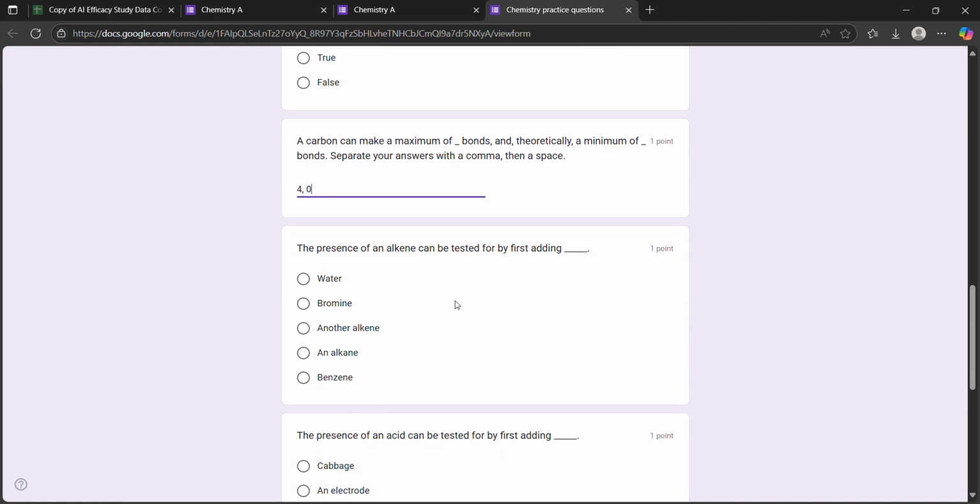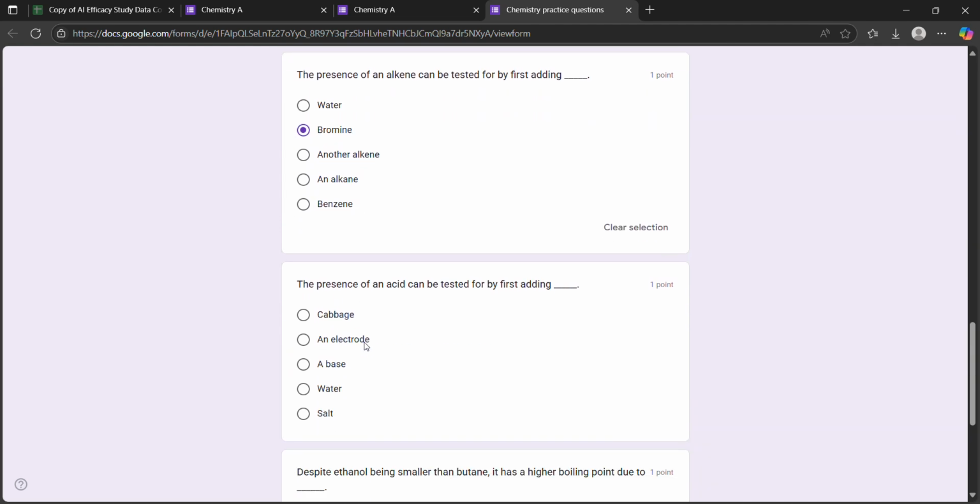The presence of an alkene can be tested for by first adding water, bromine, another alkene, an alkane, or benzene. So alkene is also, I think, a type of hydrocarbon, and I think it is bromine because bromine is, I think, a coloring substance. So let's go with bromine.